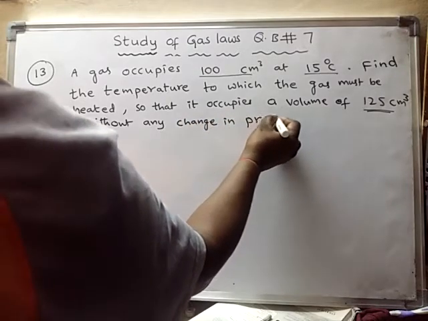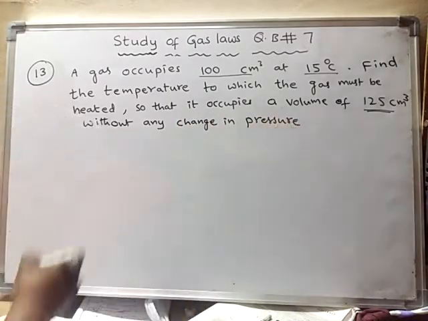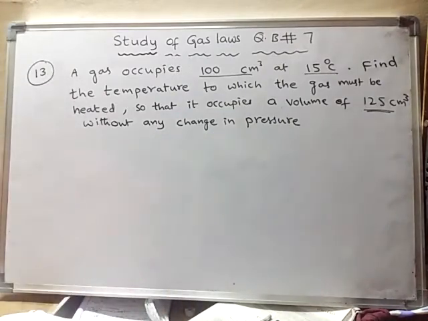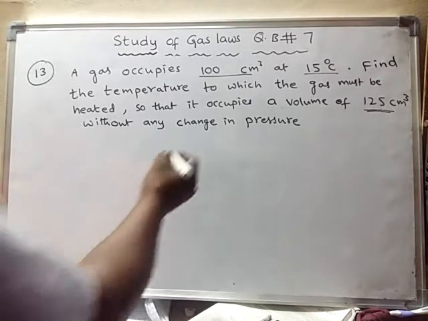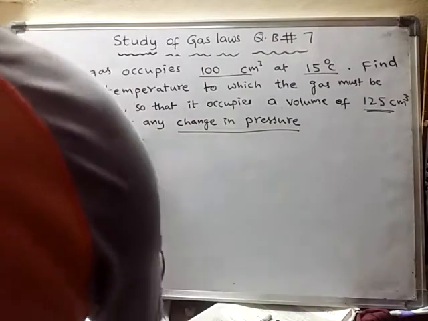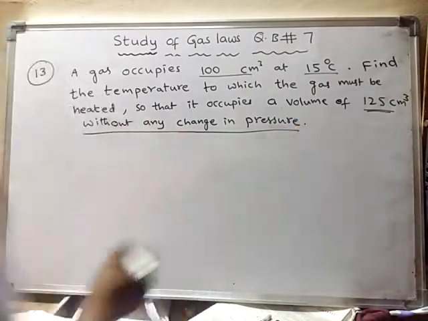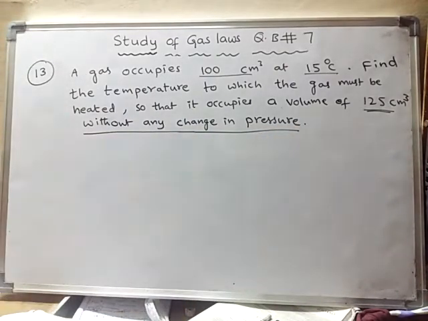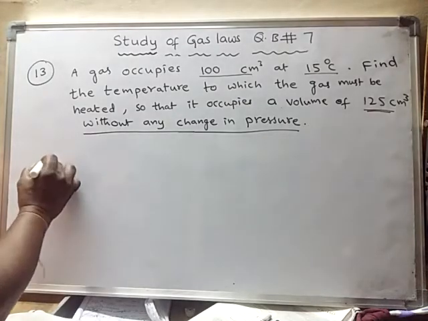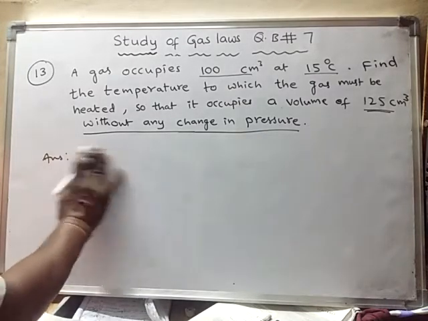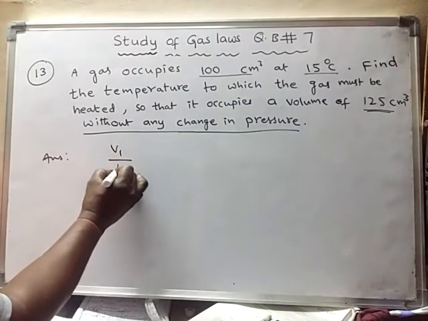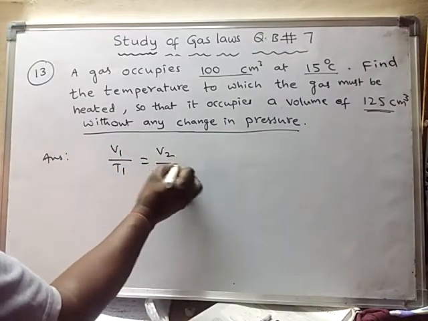What is the meaning of without any change in pressure? It means pressure remains constant. When pressure remains constant, we have to recall the Charles law equation. So what is the Charles law equation? It says that V1 by T1 is equal to V2 by T2.